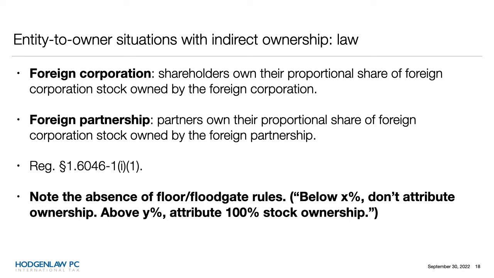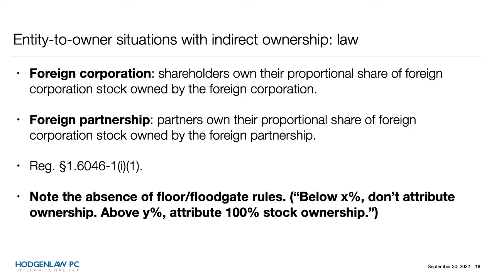So you're going to see when we come to Category 4 and Category 5 that there are some floor and floodgate rules. And I don't know, that's what I call them. And the floor rule is kind of like a threshold. Say below X percent of stock ownership, don't attribute any ownership of a stock to yourself. So if you're a tiny shareholder, we don't care about it. So you'll see in Category 4 and 5, there's a 10% threshold. And on the other hand, above Y percent, whatever that Y happens to be, we're going to treat you as if you own or you control the entire company.